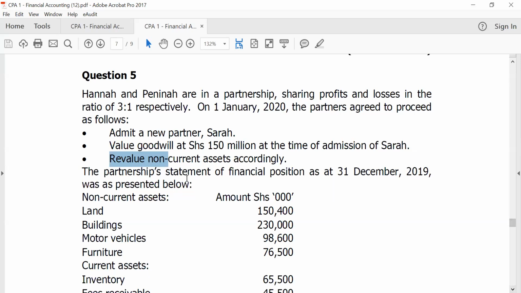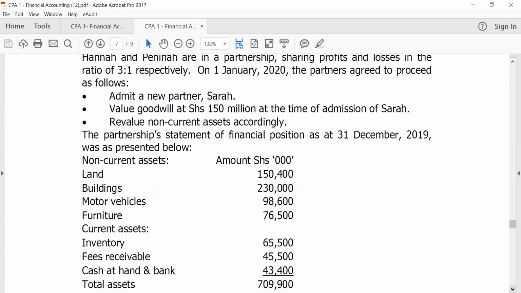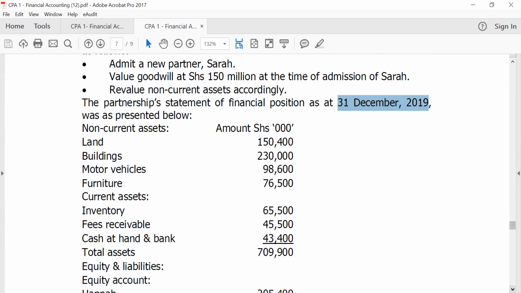So they're telling us that the partnership statement of financial position as at 31st December 2020 was presented as below. So we have land, which is 150,400, buildings, motor vehicle, furniture, and so on. So this is what we have as at 31st December 2019, before we bring in the partner, because remember we agreed on 1st January 2020. So before we brought in the partner, these were our assets. This is what we had.